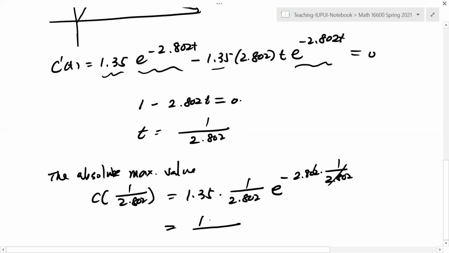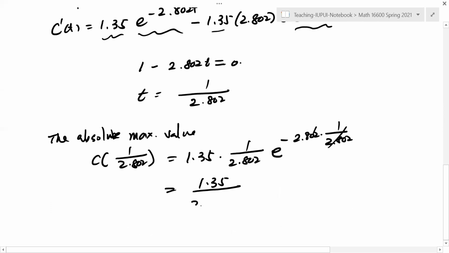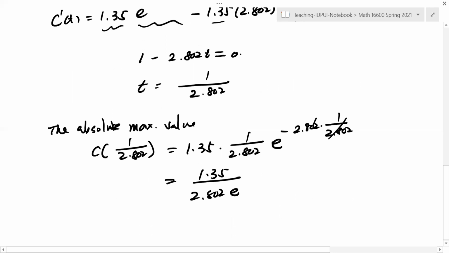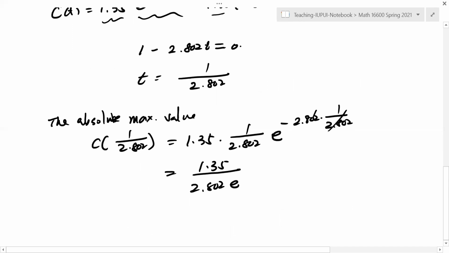So you can write in this form, the exact value is 1 over e. The e to the negative goes to the denominator. So this is the absolute maximum value. That's it for that particular problem.